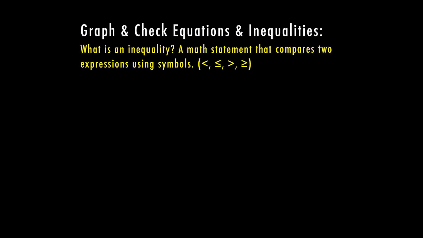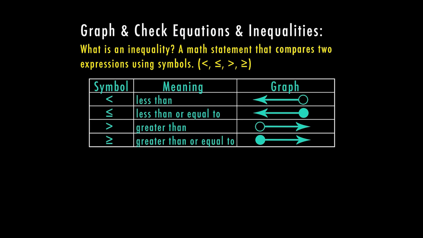We've gone over this in a couple of videos, but in case you've missed it, an inequality is a math statement that compares two expressions using the symbols less than or equal to, greater than or equal to. An equation, which we've gone over in other videos, is just two expressions that are equal to each other. So here we have a table, and these don't include the equal sign because that one's pretty easy, but we'll show you how to do that.